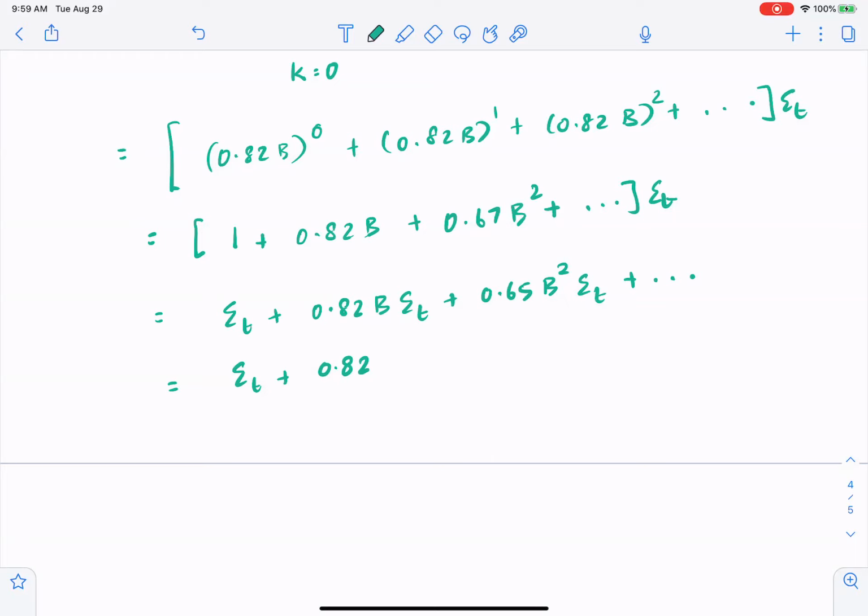Okay, the second term, B epsilon t, I don't want to see uppercase B. So how can I rewrite that second term in the expansion without B? Think, what does a backwards operator do? If you answer that question, you know how. x_t minus 1. Very good. Epsilon t minus 1, 0.65 epsilon t minus 2 plus dot, dot, dot.